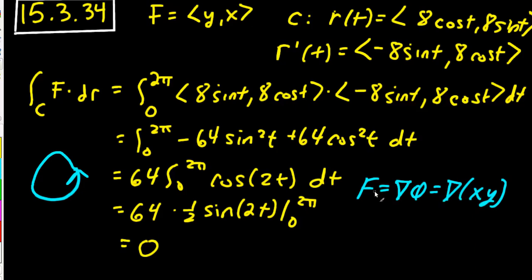This means f is a conservative vector field, and we know that whenever we integrate conservative vector fields over smooth, simple, closed curves, we get 0. This explains this final result.